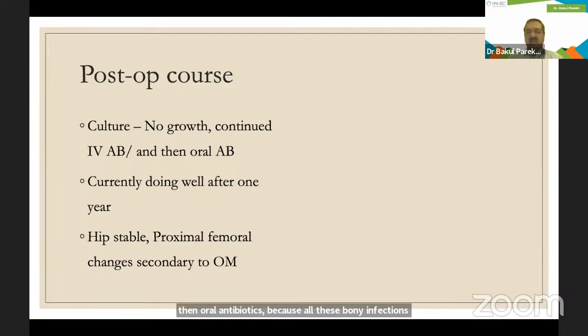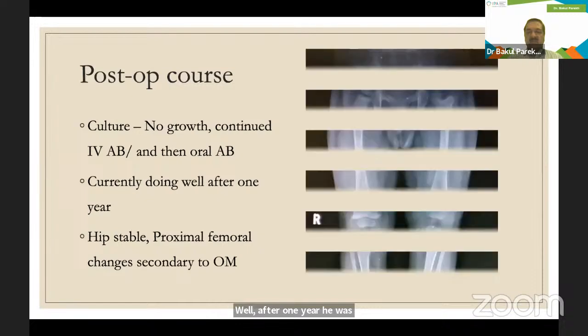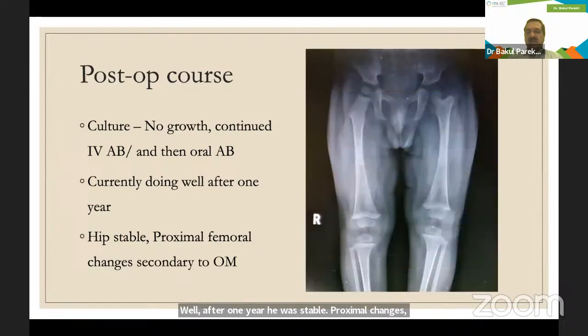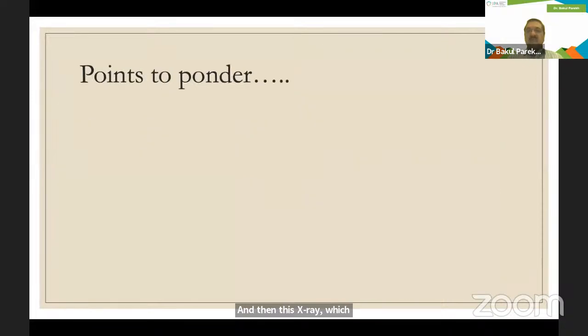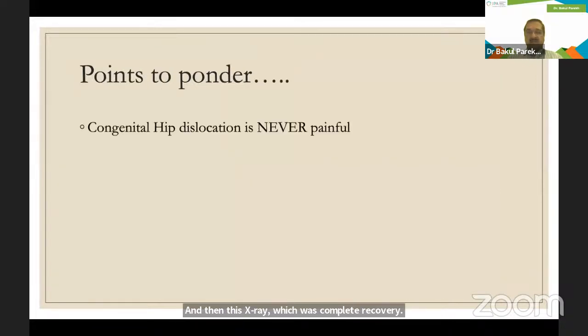And the child was doing well after 1 year. Hip was stable. Proximal femoral changes were secondary to osteomyelitis. And then this X-ray, which shows complete recovery. So what are the points we learn from this particular case? Congenital hip dislocation is never painful. Here the movements were very painful.